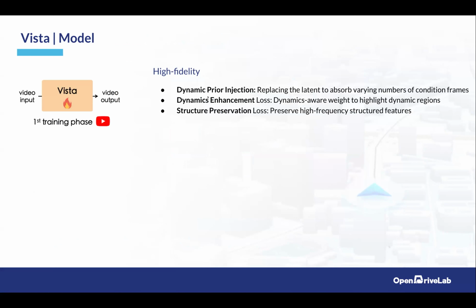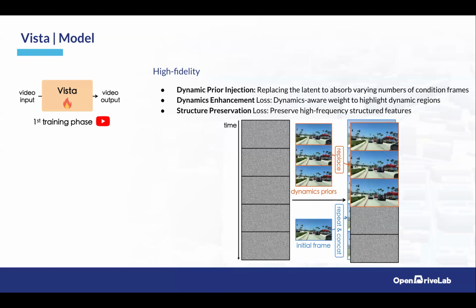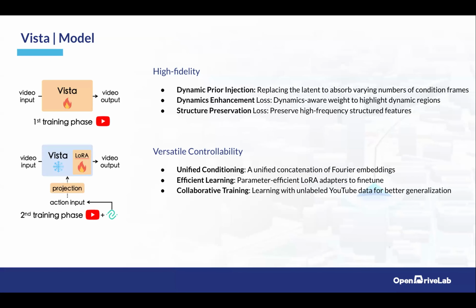To generate very high-fidelity videos, we need to inject some dynamic priors, like replacing the latent to absorb varying numbers of condition frames, and we use two novel losses to inject dynamics and preserve high-frequency structure features to make the videos very high fidelity. This stage is trained solely on YouTube data. For the second stage, we train on the YouTube data and the nuScenes data, which contains the whole suite of action conditions, and we can co-train them into an action-conditioned video prediction model.